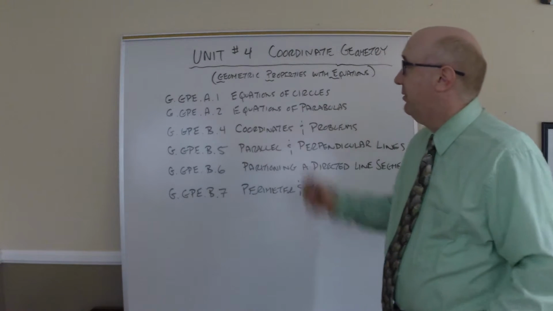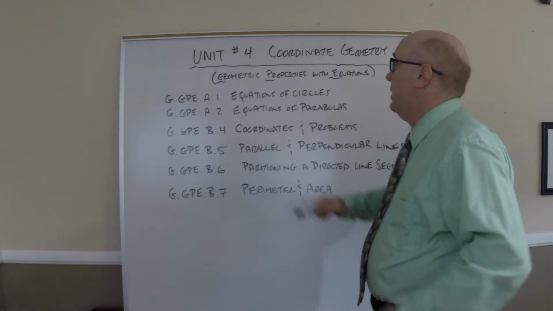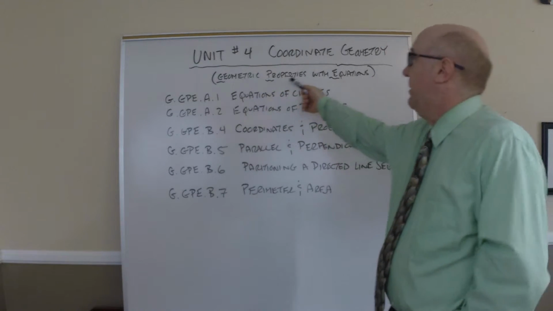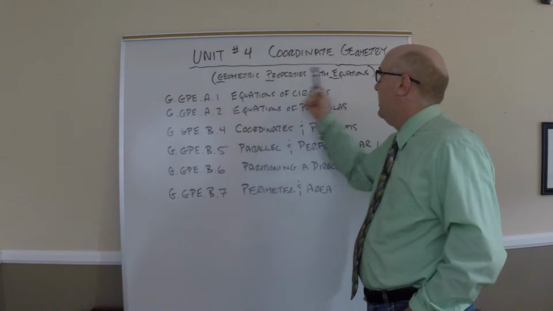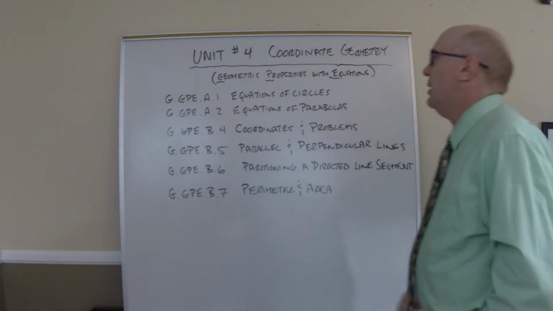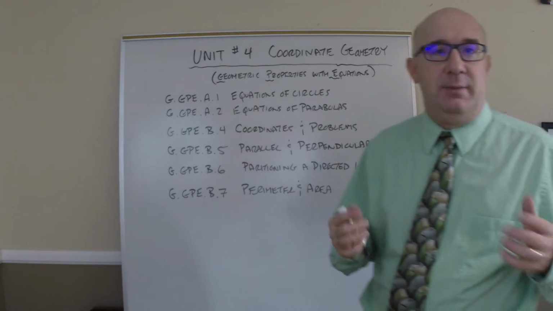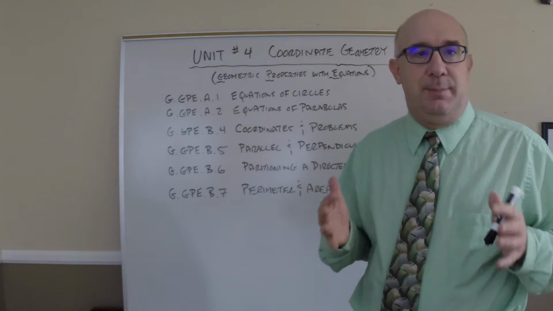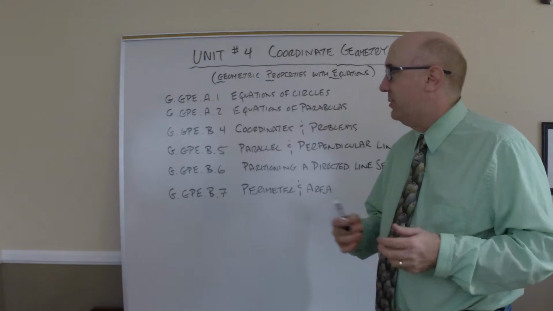Let's take a look at Unit 4. This one is what I call coordinate geometry. By standards, they call it geometric properties with equations. That's where you get the G, P, and the E here. This one is just all things coordinates, and I really like this. It's a little deeper, a little heavier than the typical content in geometry with the algebra.